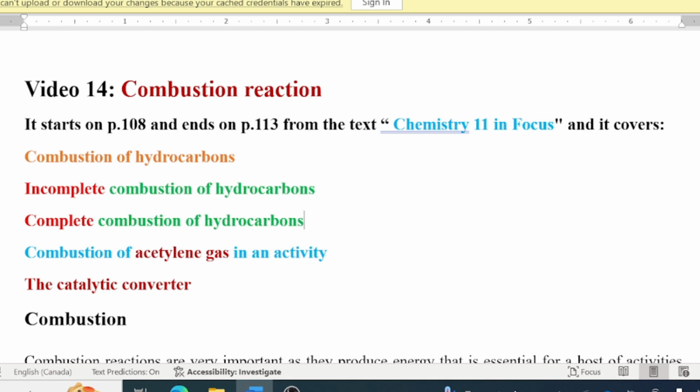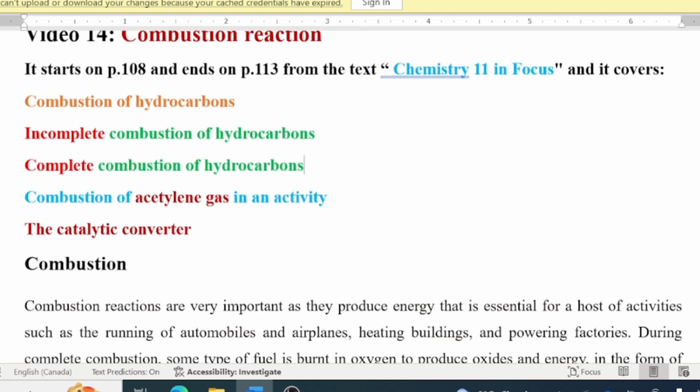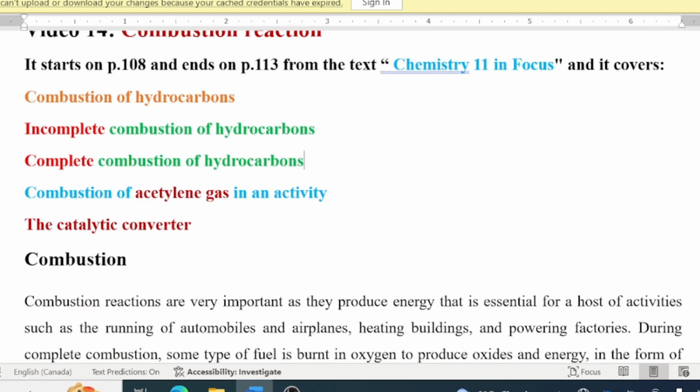Today our lesson deals with combustion reactions, and it starts on page 108 and ends on page 113 from the text Chemistry 11 in Focus. The following concepts will be discussed: combustion of hydrocarbons, incomplete combustion of hydrocarbons, complete combustion of hydrocarbons, combustion of acetylene gas in an activity. I will speak a little bit about the catalytic converter.